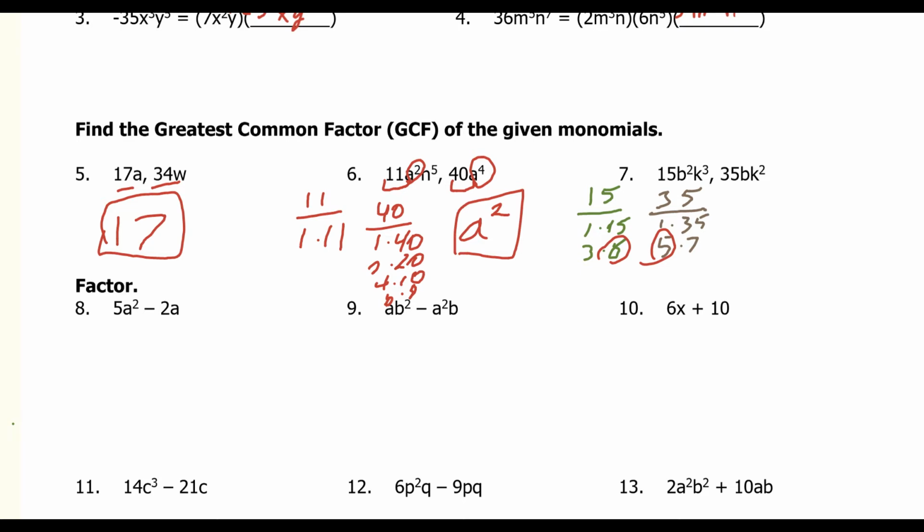Alright, so what we can do is we go 5, and then we're going to take the smallest exponent, even if it's a 1. Okay? So 5 times b k squared. And there we have it.